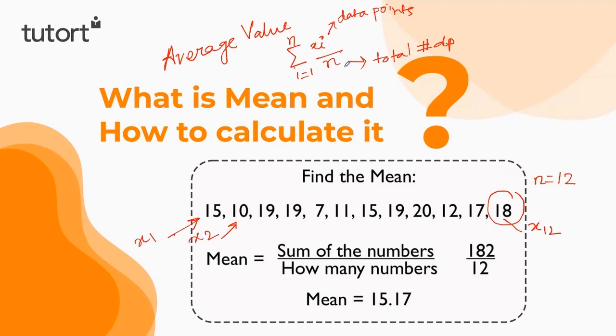So here i is varying from 1 to 12 and we are taking the sum of x of i. The sum of all the 12 elements will be 182 and the total number of elements will be 12, right? So the mean is coming as 15.17. So that's how we calculate mean.